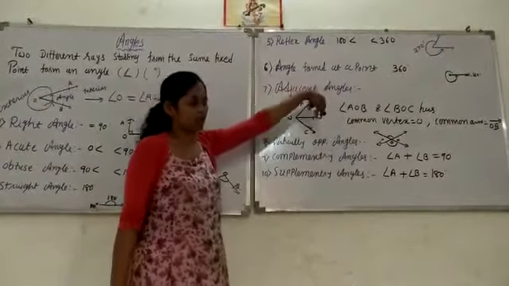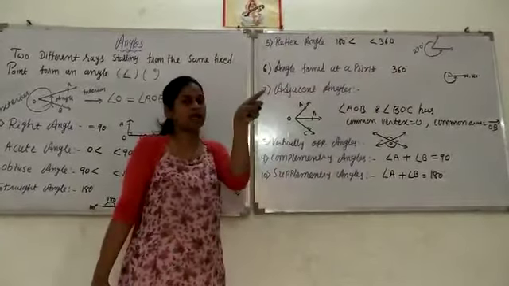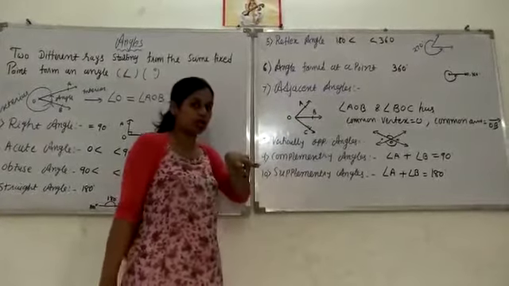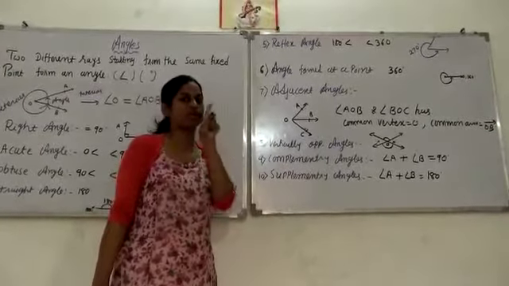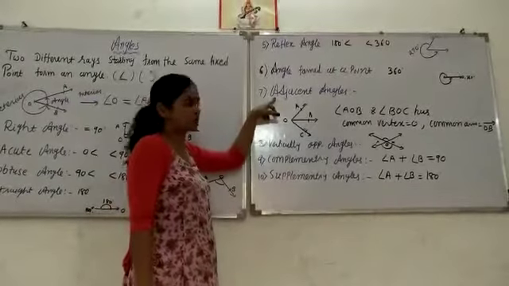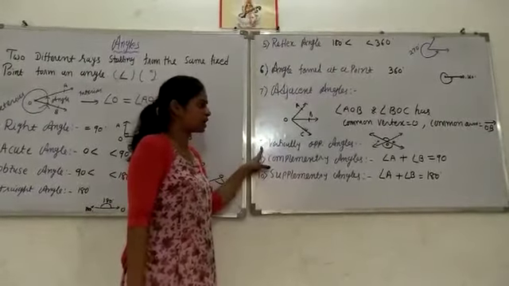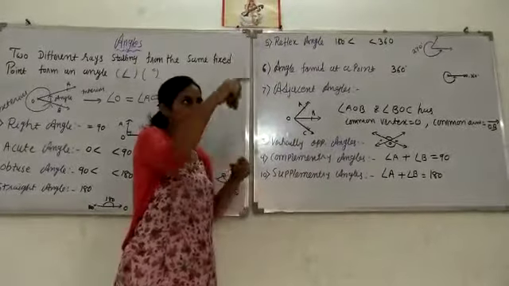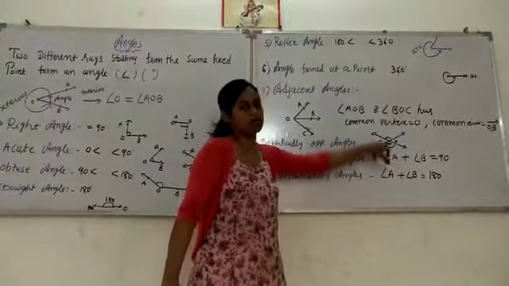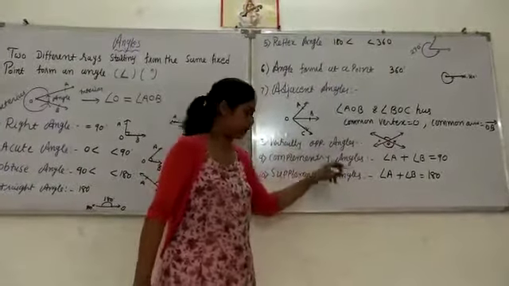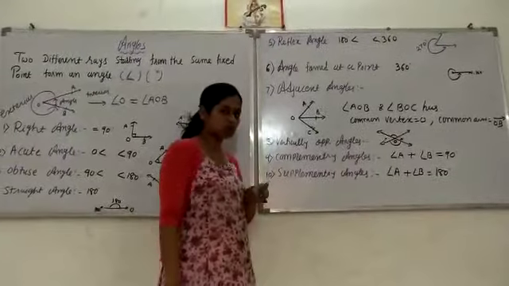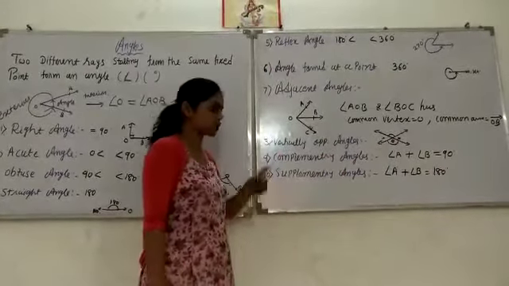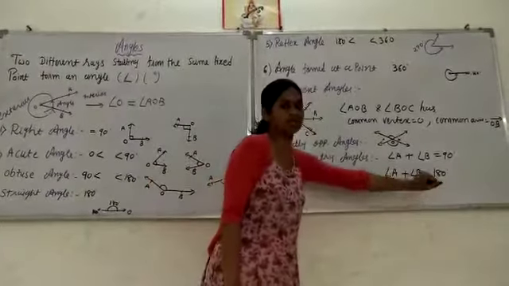Angle formed at a point means a point, and if you measure this angle, it's exactly 360 degrees. Adjacent angle means those two angles which have one common vertex and one common arm. This type of angle is called an adjacent angle. Vertically opposite angle means whenever two lines intersect each other, then the opposite angles at this intersection point are called vertically opposite angles. Complementary angles means those two angles whose addition is 90 degrees. Supplementary angles means those angles whose addition is 180 degrees.